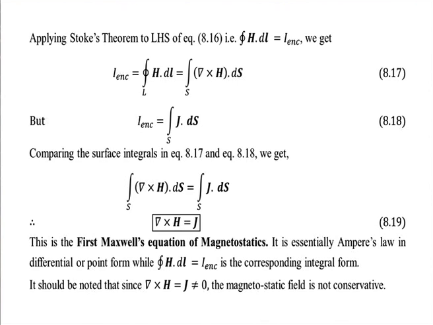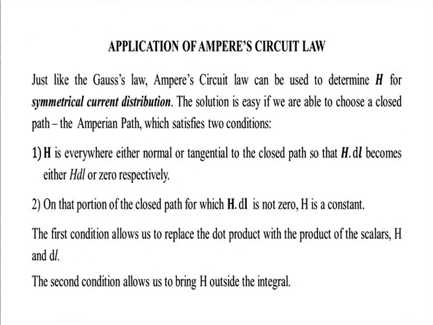Now it should be noted that the magnetic field is not a conservative field. Next we come to the application of Ampere's law. Ampere's circuital law is applicable to cases where the current distribution is symmetric. The solution is easy if you are able to find a closed path known as the Amperian path, which satisfies two conditions. The first condition is H should either be everywhere normal or tangential to the closed path, so that H dot dl becomes equal to H dl or 0.